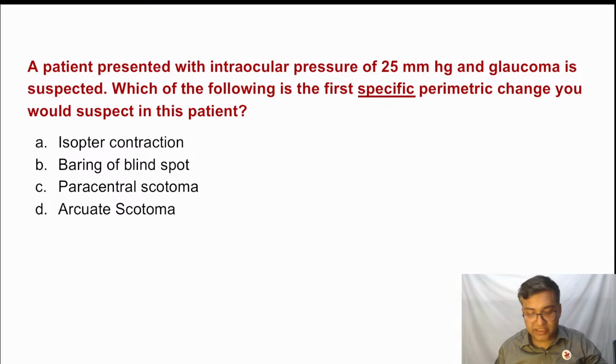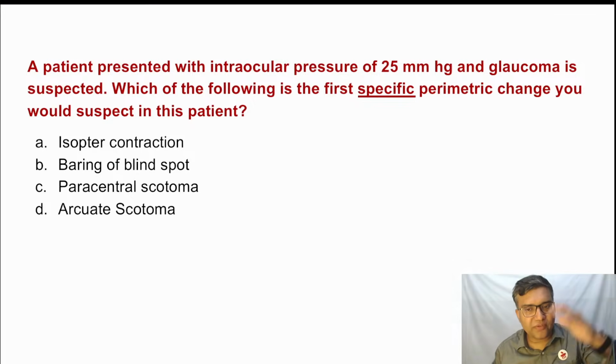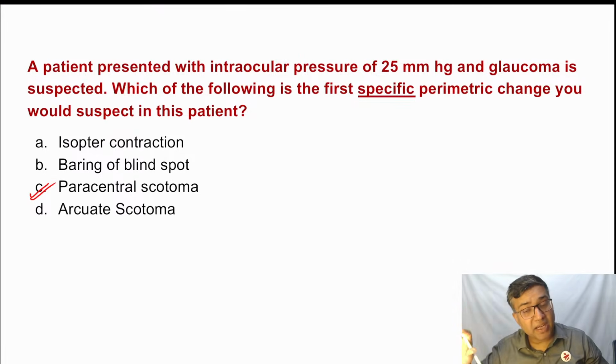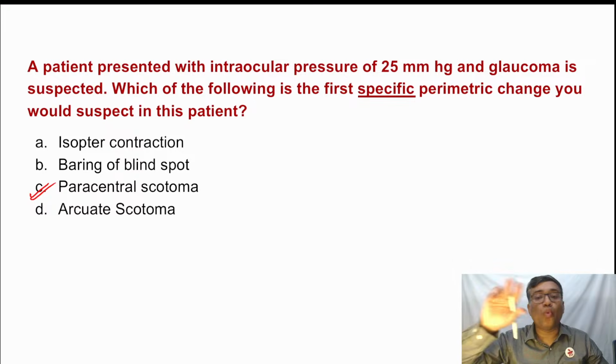A patient presented with the intraocular pressure of 25 mm of mercury and glaucoma is suspected. Which is the first specific perimetric change you would suspect in this patient? Try to answer. So the patient is having a 25 mm pressure and you have to tell the first change in the visual fields that you would get in this patient. So I would definitely mark here as my paracentral scotoma.